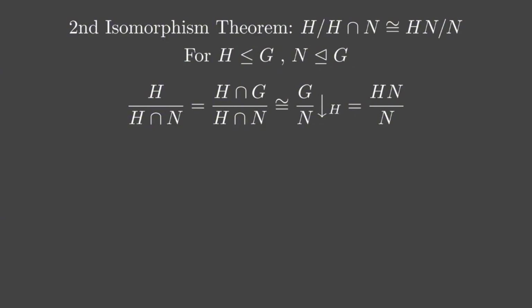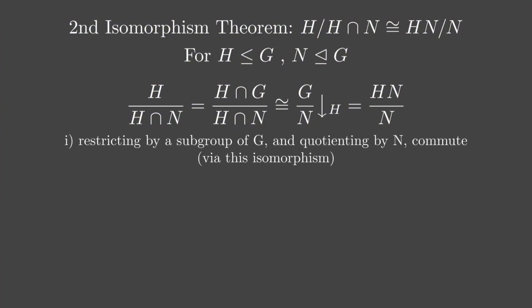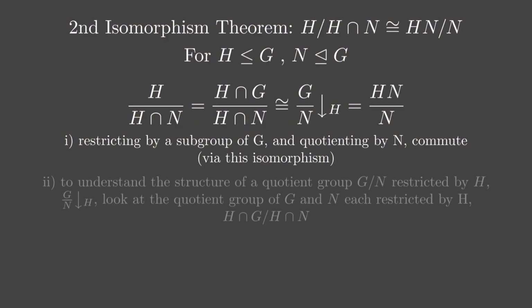To me, the second isomorphism theorem is about two things. Firstly, restricting by a subgroup of G and quotienting by N commute via this isomorphism. And therefore secondly, to understand the structure of a quotient group G quotiented by N restricted by H, look at the structure of the quotient group of G and N each restricted by H. That way we have H in the numerator of the quotient notation. You know what I mean by numerator, it's not exactly a fraction, but you know what I mean.